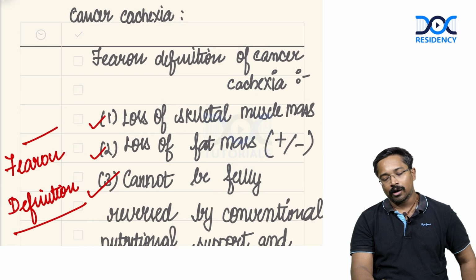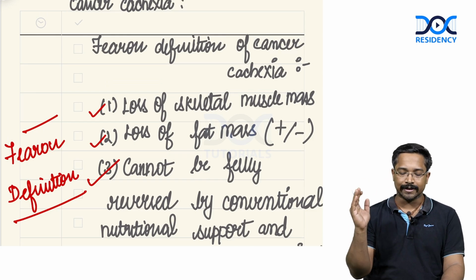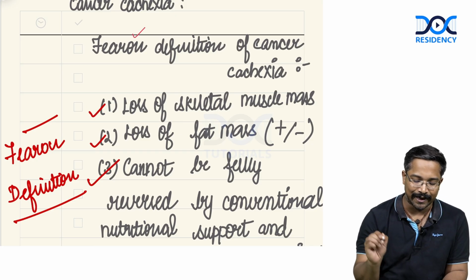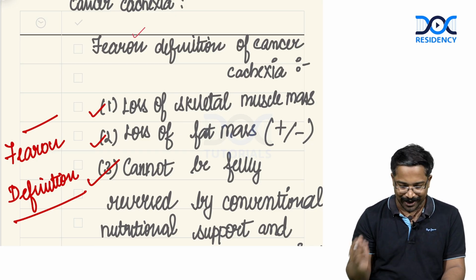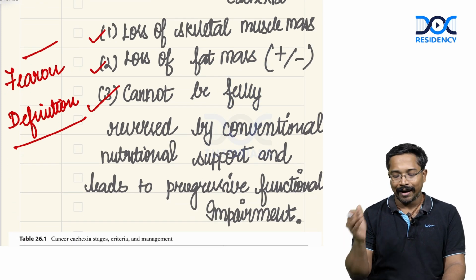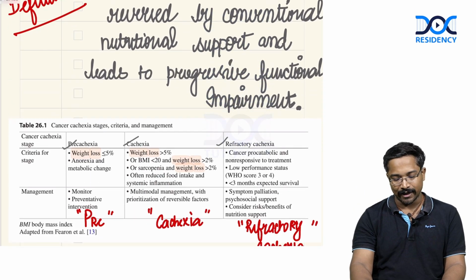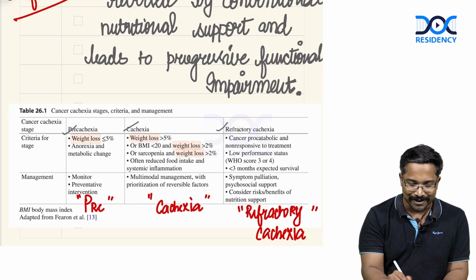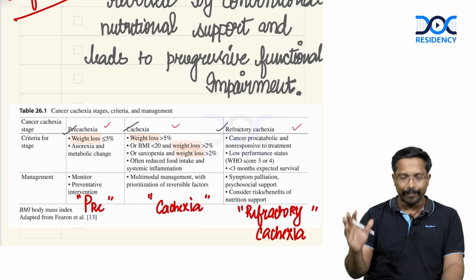Now, coming to cancer cachexia, what is cancer cachexia? There is a definition by Fearon. Fearon defines cancer cachexia as loss of skeletal muscle mass with loss of fat mass, which cannot be fully reversed by conventional nutritional support, and that will lead to progressive functional impairment. That is called cancer cachexia. There is a definition, criteria, management of it, and there is a staging called pre-cachexia, cachexia, refractory cachexia. No need to go into depth on that.